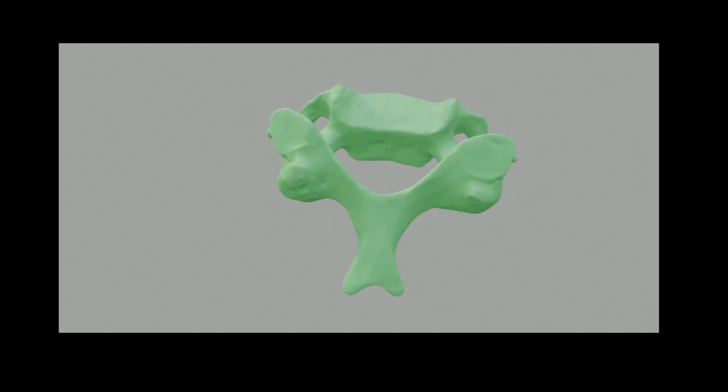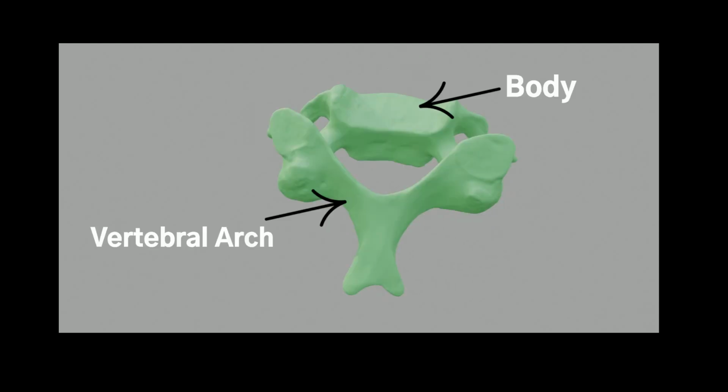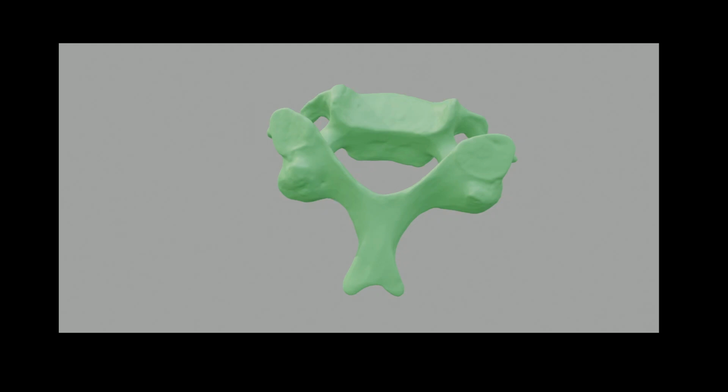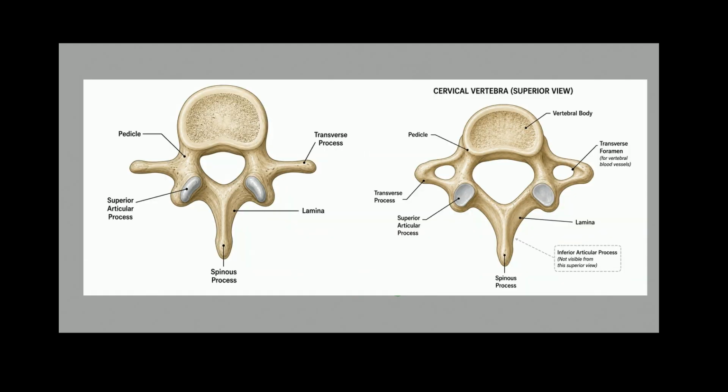The other vertebrae are characterized by an anterior body and a posterior vertebral arch. The posterior vertebral arch includes the pedicle, transverse process, lamina, spinous process, and superior and inferior articular processes.